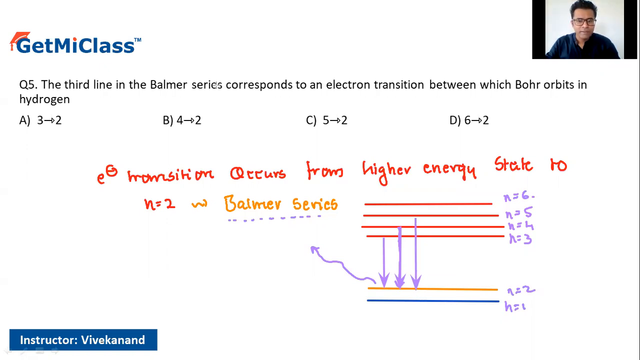So over here, this is the energy state we are speaking about. Now, this particular transition from n is equal to 5 to n is equal to 2, because it is the third line in the Balmer series, corresponds to the transition between n is equal to 5 and n is equal to 2. The energy that comes out again corresponds to the Balmer series. And this transition is from 5 to 2.